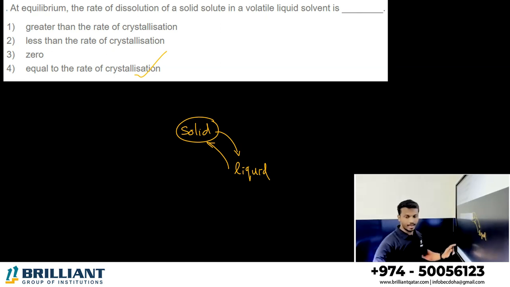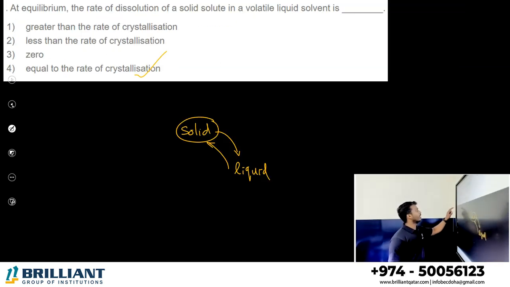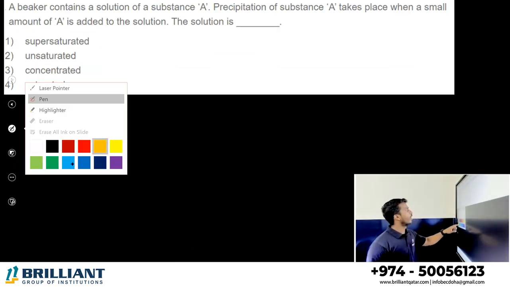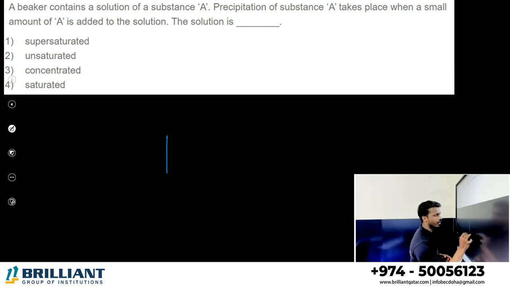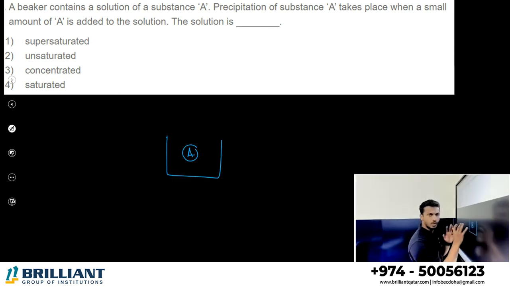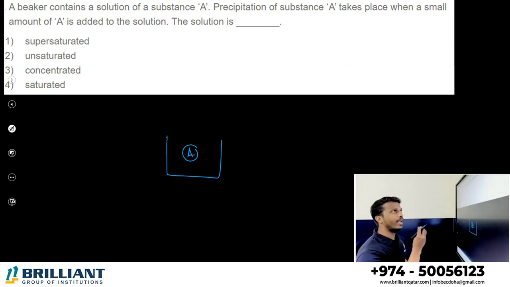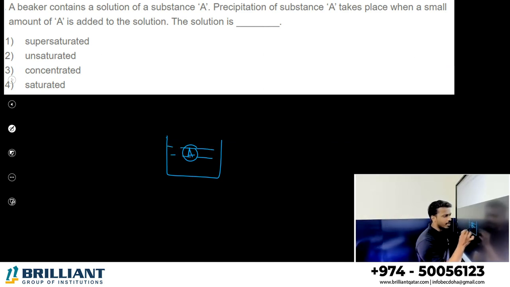Next one, we have a beaker containing a solution of a substance A. Precipitation of substance A takes place when a small amount of A is added to the solution. Then what is the solution known as? We know a normal solution, saturated solution, supersaturated solution, like that. So now A is present in our solution.